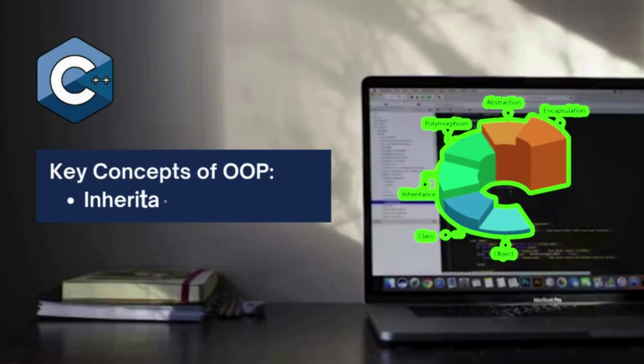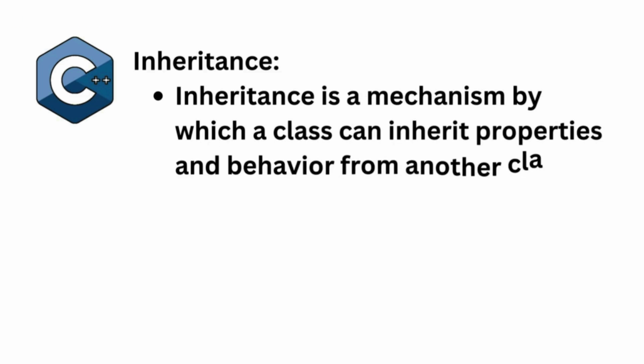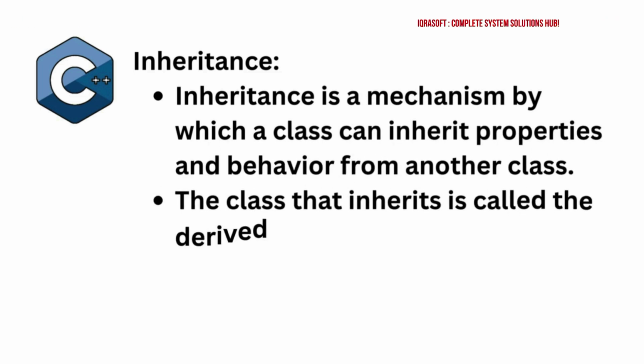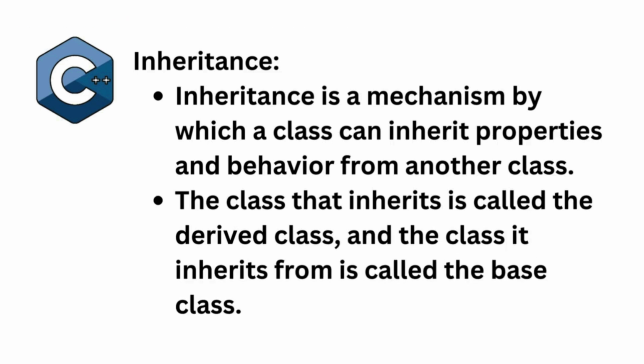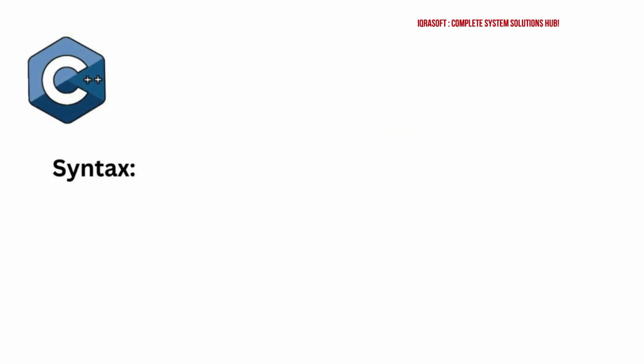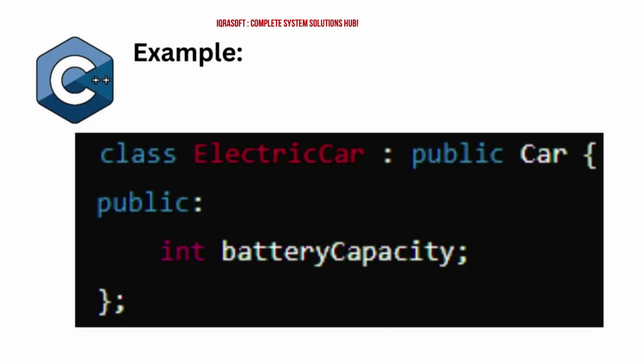Key concepts of OOP: inheritance. Inheritance is a mechanism by which a class can inherit properties and behavior from another class. The class that inherits is called the derived class, and the class it inherits from is called the base class. Syntax: class DerivedClass : access specifier BaseClass { derived class members };. Example: class ElectricCar, public int batteryCapacity.